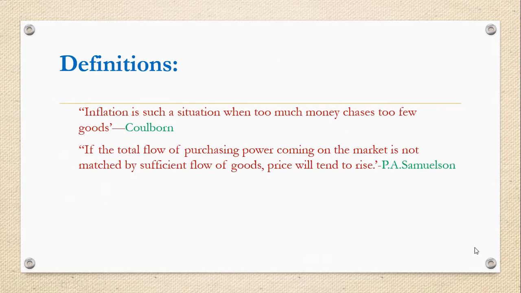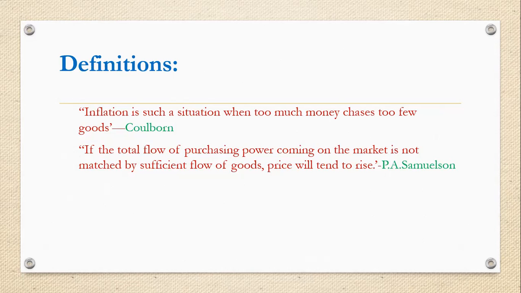Okay. Then P. Samuelson says if the total flow of purchasing power coming on the market is not matched by a sufficient flow of goods, prices will tend to rise. That means when the flow of money in the market is more than the amount of goods and services produced in the economy, then the price of the product tends to rise. So the total flow of purchasing power coming on the market, that means the total flow of money that we see in the economy, is more than the total supply of goods and services in the economy, and at that time prices will rise.